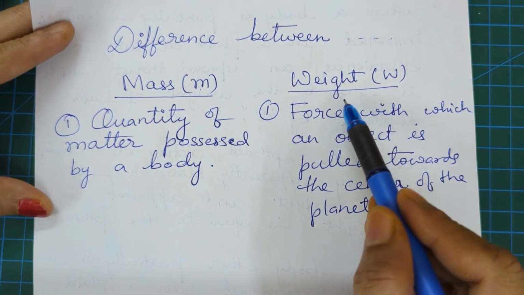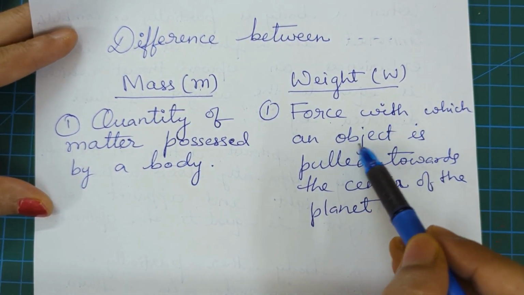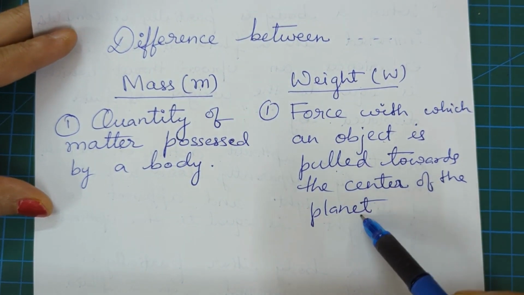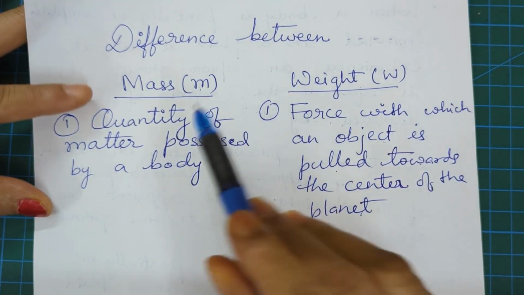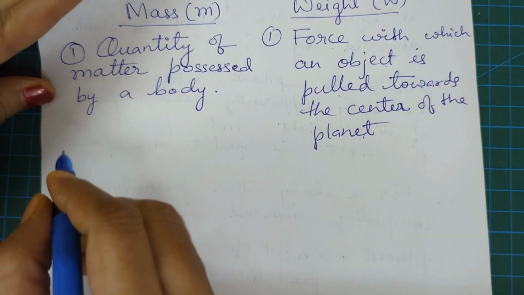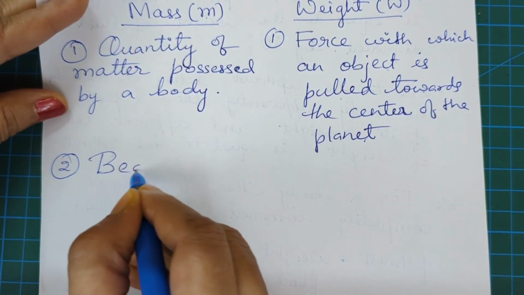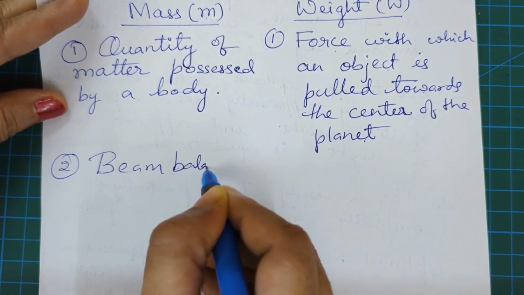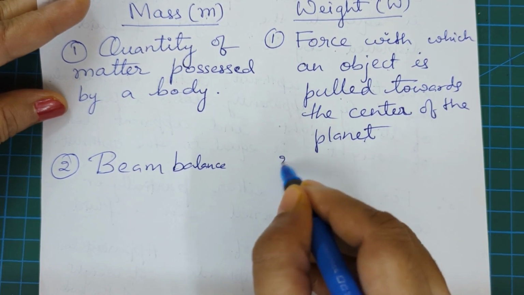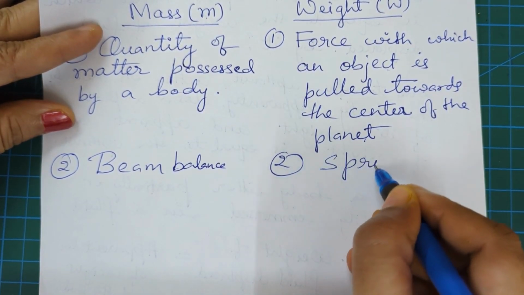Whereas weight. Weight is the force with which an object is pulled towards center of the planet. So weight is a force. Mass is the quantity of matter possessed by a body. How to measure mass? Mass is measured by a device called beam balance or simple balance, the one that we see in gold shops. Weight is measured by a device called spring balance.